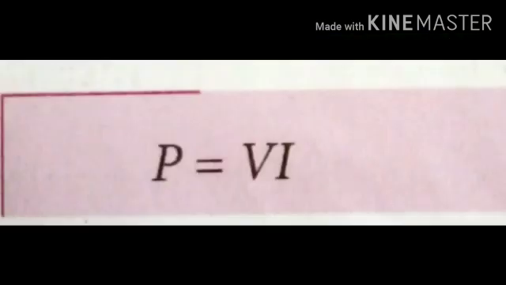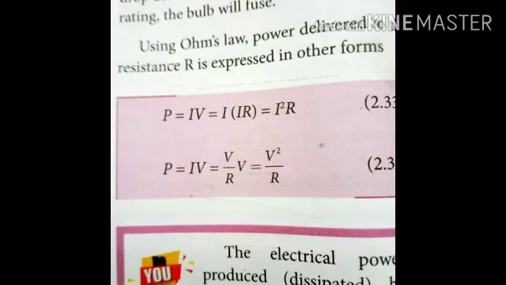Now, electric power. Power P is equal to VI. From this we can write it as I squared R, otherwise V squared by R. It is the power delivered to the resistance R.